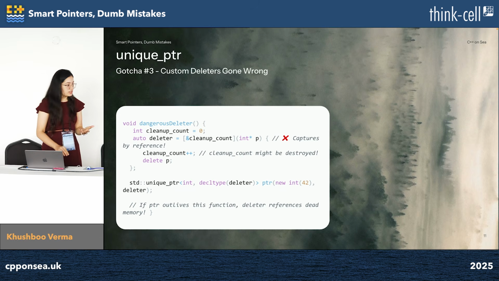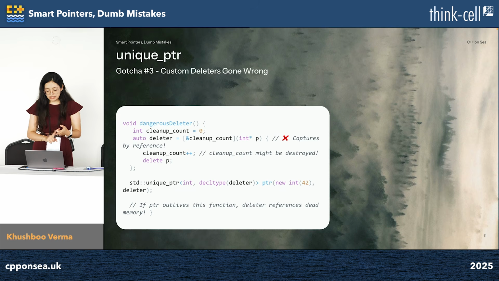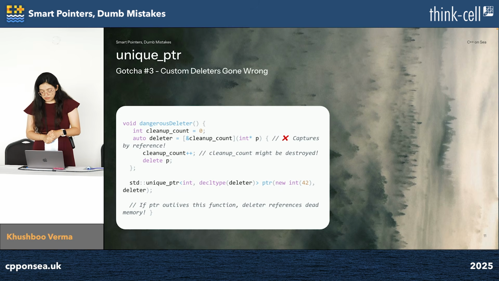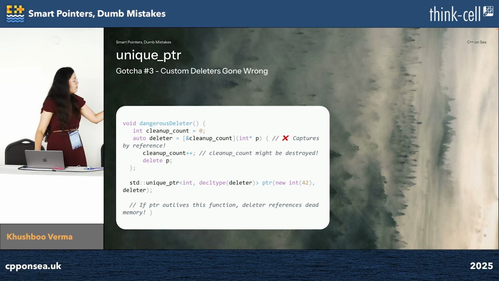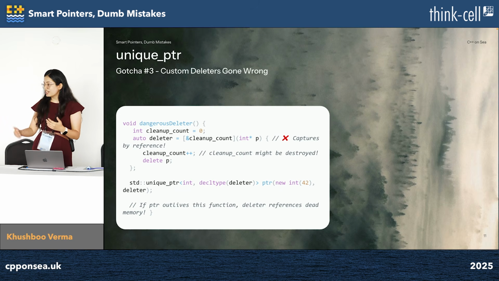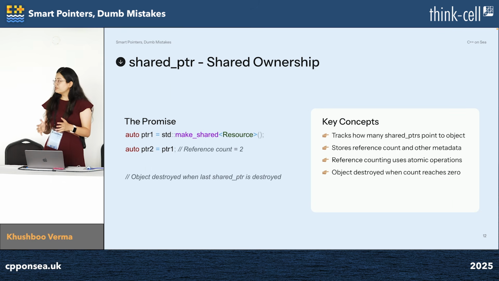So why is it dangerous? It is dangerous because the unique pointer is storing the deleter by value. It is not storing it by reference. This means that the lambda is actually copied inside the unique pointer, and the lambda is capturing a reference to a local variable, and the reference becomes invalid when the function returns. Any access to the cleanup count variable after that is going to result in a use after free error, which means you're trying to use a variable after the memory has been freed. So try to avoid these scenarios where you're trying to access something which might go out of scope even before you try to access it. So that was about unique pointers.